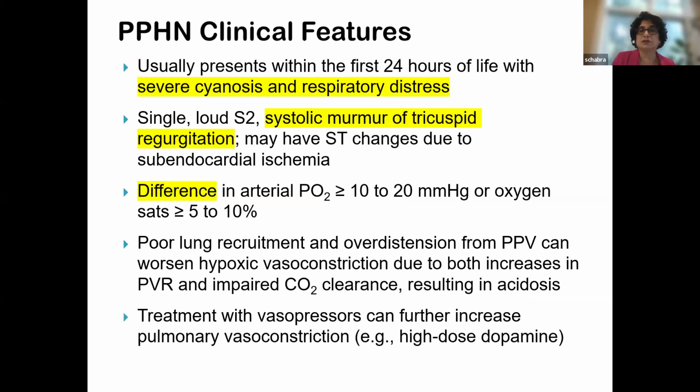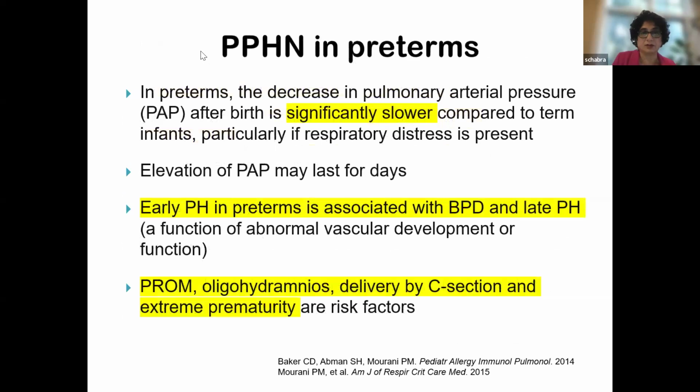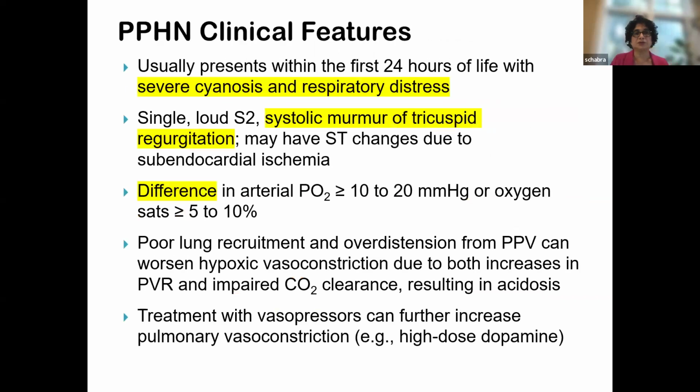So this usually presents within the first 24 hours of life with severe cyanosis and respiratory distress. You will hear a single loud S2 and a systolic murmur of tricuspid regurgitation. Rarely you may have ST changes due to some subendocardial ischemia.